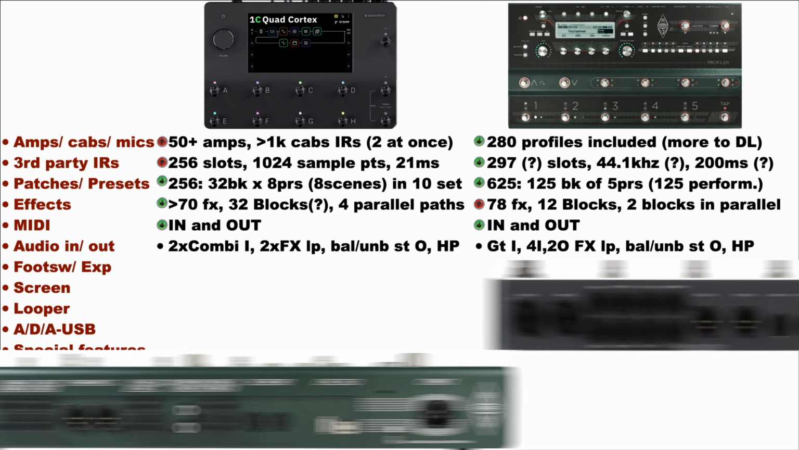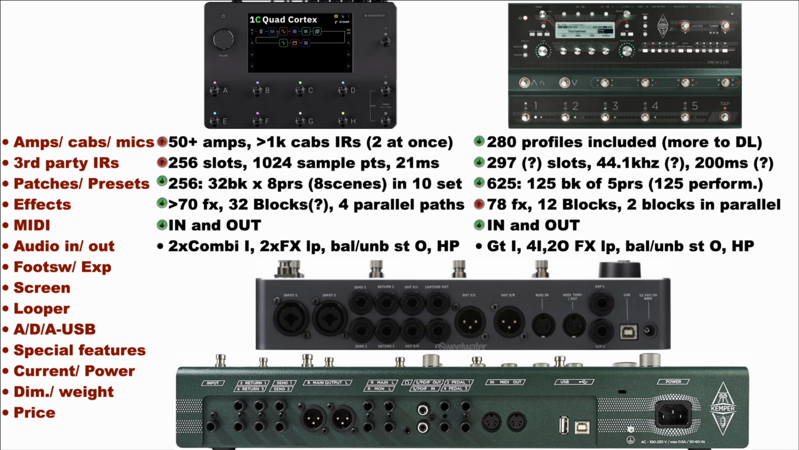As regards inputs and outputs, the Quad Cortex has 2 inputs that are also combi inputs, so that you can also attach a microphone for singing, whereas the Kemper has only 1 input that is a normal guitar input. And the Quad Cortex has 2 sends and 2 returns, whereas the Kemper has 2 sends and 4 returns for the effect loop. So here it depends on what you need, but I would give a thumbs up to the Quad Cortex, as it could be used by guitarists who are also singers, thanks to the double input and the possibility to attach and drive a microphone, and therefore it opens a whole world of possibilities.